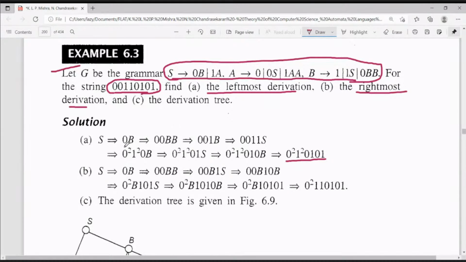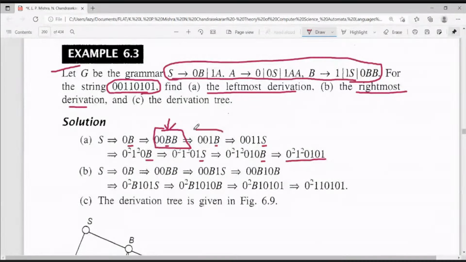So here, if you observe, S implies 0B, and B is replaced by what? 0BB. Okay, so I will only mark the variable which is replaced. Here this will be replaced, this will be replaced, this will be replaced. So this is basically the leftmost derivation. In this, if you focus, there are two B's, but we are only choosing the leftmost B to be replaced. That is how you can identify it.